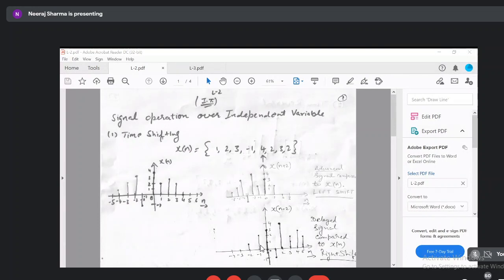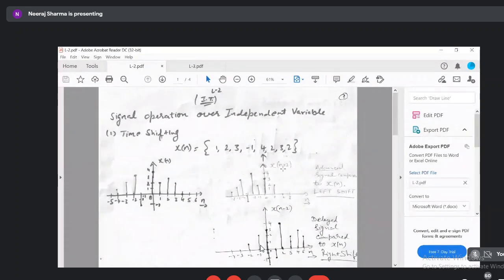So now we have plotted xn. Next is the time shifting operation. जैसे हमने कल डिस्कस किया था, if you are adding something to the time domain parameter, then that is known as the advanced version. If you are subtracting something, then that is known as the delayed version. So let us obtain xn plus 2, right? Xn plus 2 means the signal will be shifted towards the left hand side by 2 units.